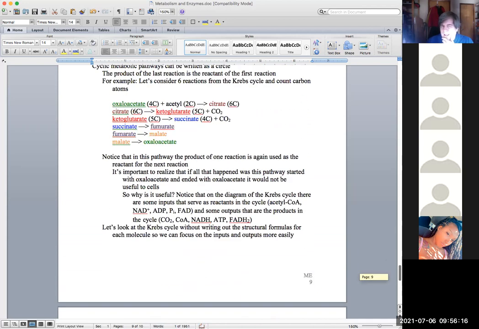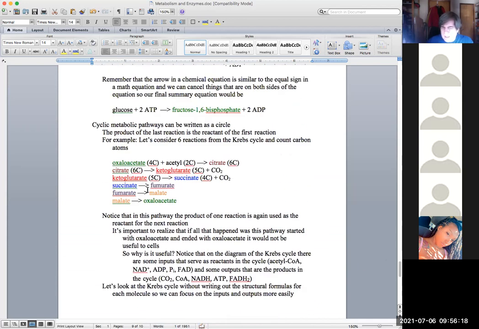Now let's look at a different type of metabolic pathway, something called a cyclic metabolic pathway. A cyclic metabolic pathway can be written as a circle. The key for why it's cyclic is that the product of the very last reaction is the reactant of the first reaction. So let's look at an example.